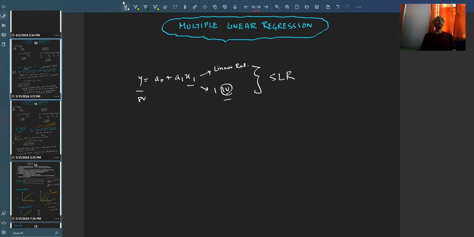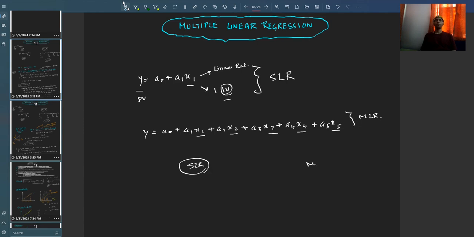So friends, naturally, when the number of independent variables increases from 1, it becomes what we call a multiple linear regression. So when y, let's say, is equal to a0 plus a1x1, a2x2, a3x3, a4x4, a5x5, then this kind of an equation doesn't need to have 5 variables, only if the number of independent variables is more than 1, this is called a multiple linear regression. So this is the basic difference between what we call a simple linear regression and what we call a multiple linear regression.